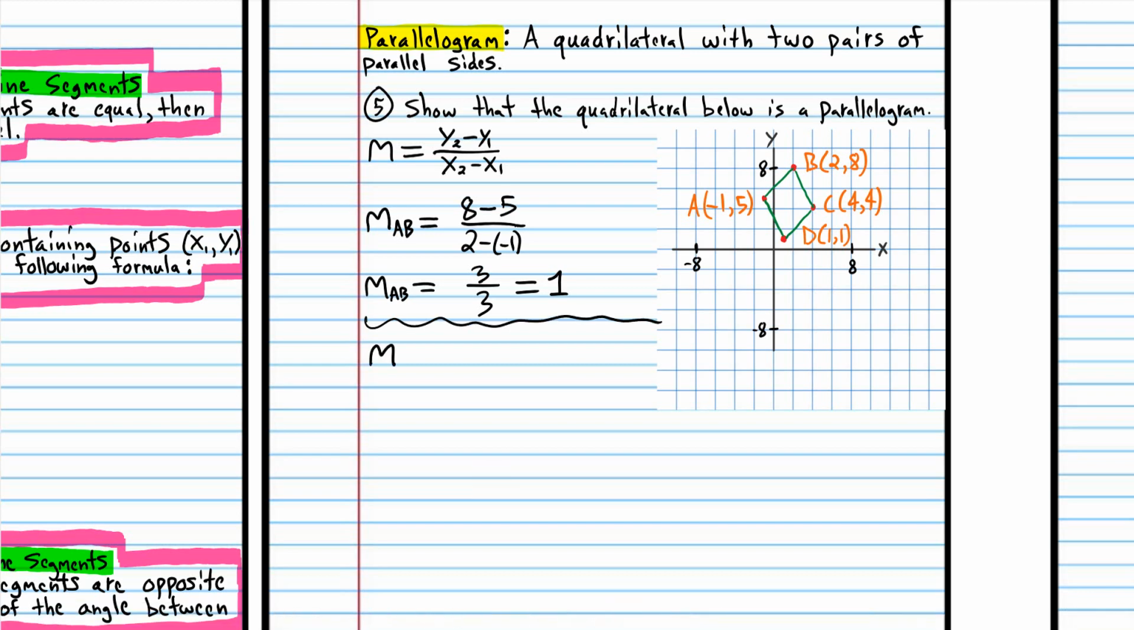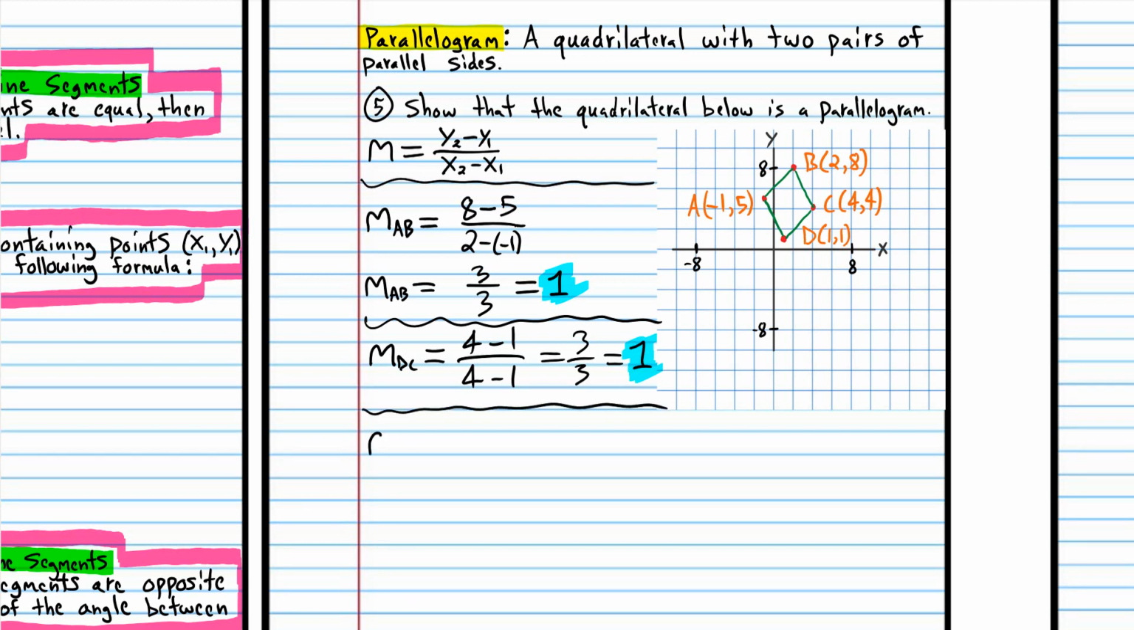Now we're going to find the slope of the opposite side. The opposite side of AB is DC. So I'm going to find the slope of DC, and it should be the same. It should be the same slope if they're parallel. So I'm going to let C be the second point. So that would be 4 minus 1 over 4 minus 1. And that gives us 3 over 3, which is 1. So we got the same slope. So that proves that those line segments are parallel.